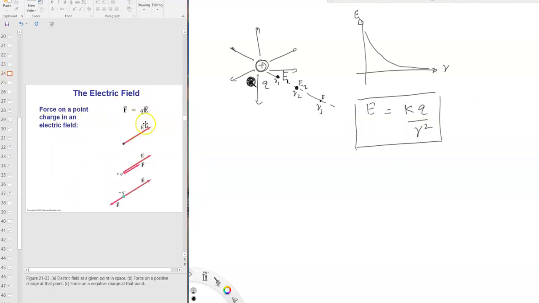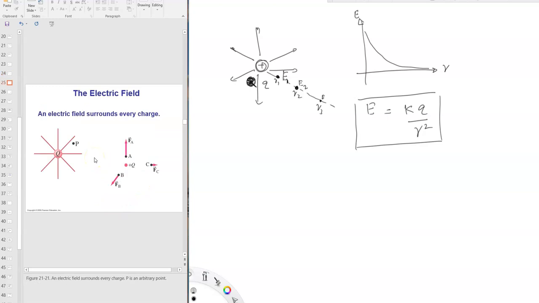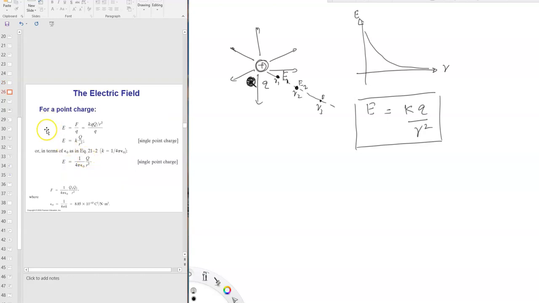So this again tells you that here's an electric field, positive charge, field and force in the same direction, negative charge, field and force in opposite directions. Electric field surrounds every charge. This slide should have come a little earlier. Anyways, okay, for a point charge, electric field is KQ over R squared.